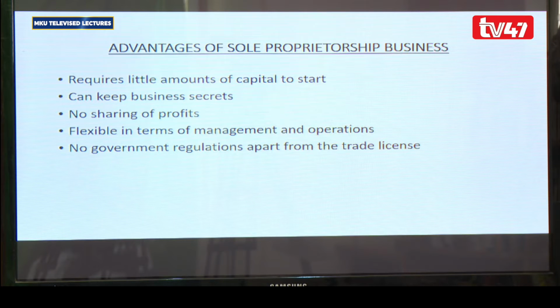But a sole proprietorship is very flexible because they are normally small. They are flexible in terms of management and operation. Even one can be able to change from one business to another, A to B to C, D. Today I'm selling clothes, tomorrow I'm selling foodstuffs, because I'm able to change. Then it has very few government regulations, because all one needs to have is a trade license.